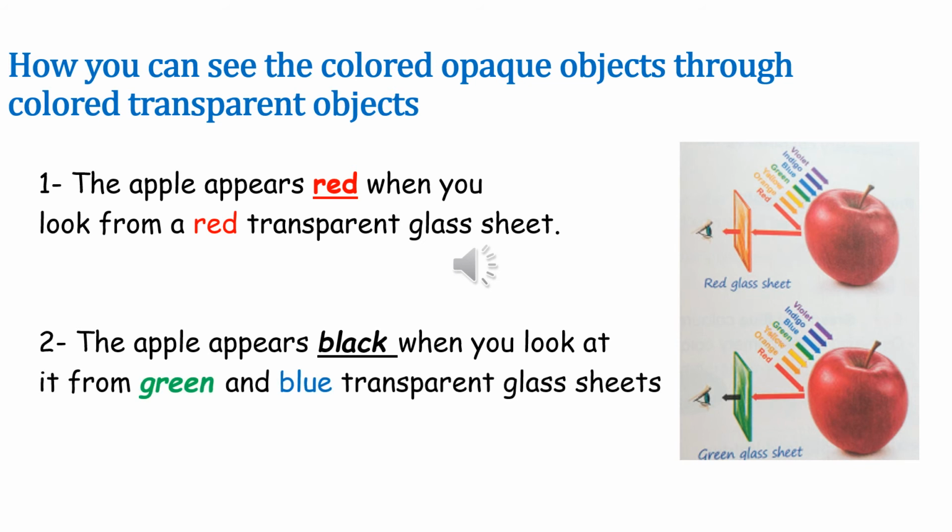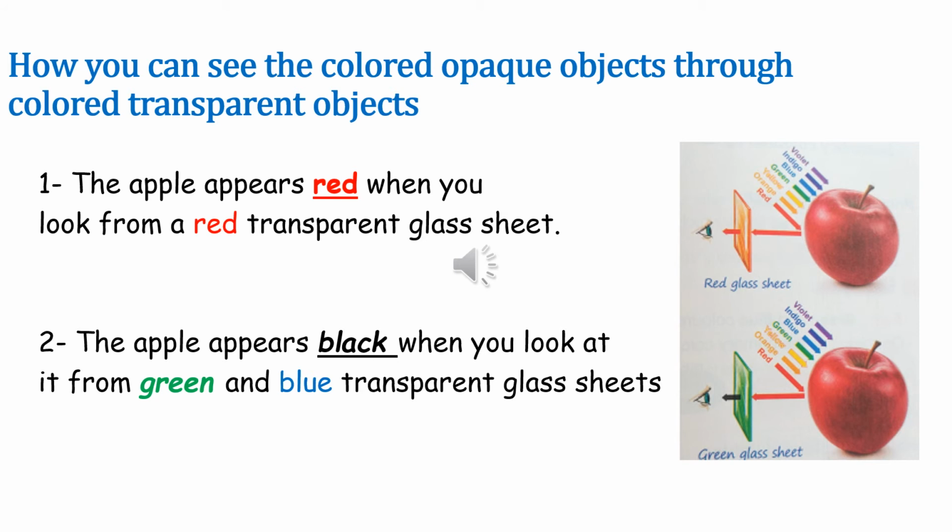Now let's talk about the second part of the lesson. In this part, we will talk about how we can see the colored opaque objects through colored transparent objects. When we look at an apple through a red glass sheet, the apple will appear in a red color.